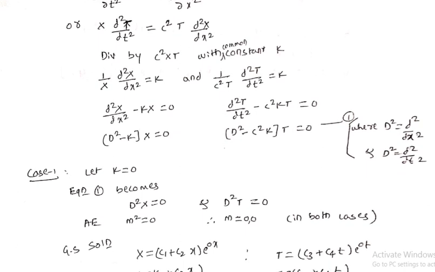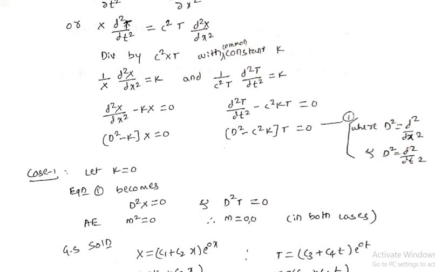So here in equation number 1 we are substituting k equal to 0. So equation 1 becomes D squared x equal to 0, or its auxiliary equation is m squared, where D is replaced by m. After dividing on both sides by x, x will be cancelled out, so m squared equal to 0. So m squared means it has two roots, 0 and 0. So m equal to 0 and 0.